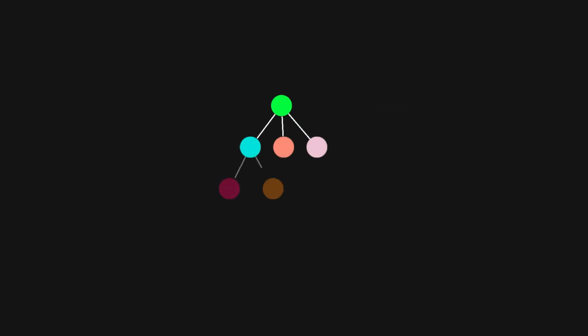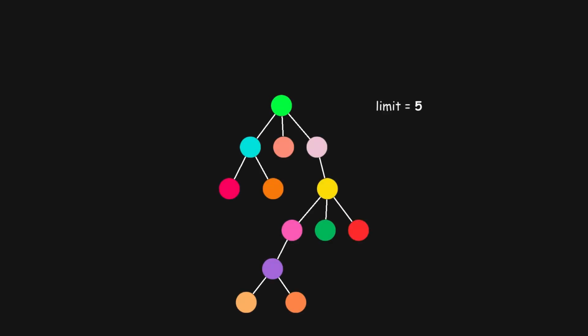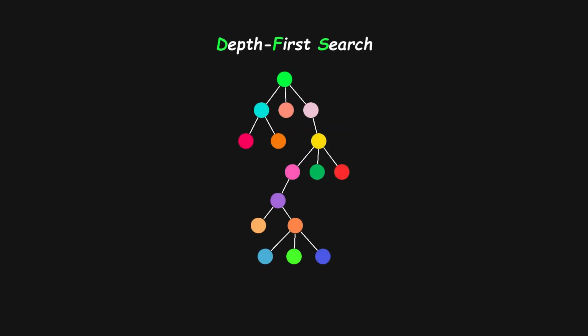Next up, we can use iterative deepening. It limits recursion depth and incrementally explores deeper levels. We can use this approach in algorithms like depth-first search in graph traversal, where recursion depth can be a concern.